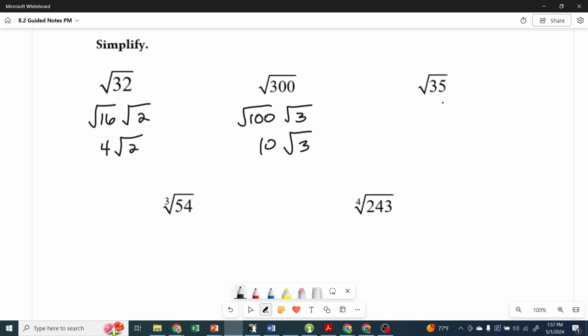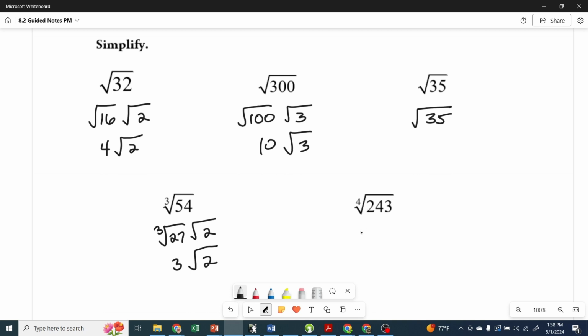The factors of 35 are 1 and 35 and 5 and 7. Therefore, this is already simplified. So we've got the square root of 35. Okay, the cube root, that perfect cube that goes into 54 is the cube root of 27, right? We've seen this one a few times. And that goes into 54 2 times. So now we could take the cube root of 27 as 3 square root of 2.